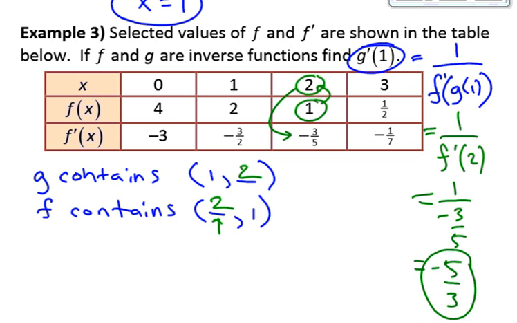Okay, so that's all the examples, really. I will say that, like I said at the beginning, this inverse function is not something that's very prominent on the test. You may see a problem, or you may not, on the AP test. But that is how you take the derivative of an inverse function.